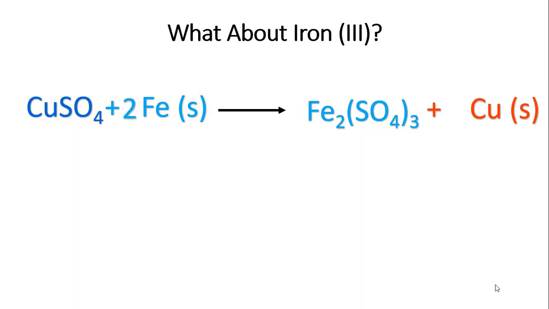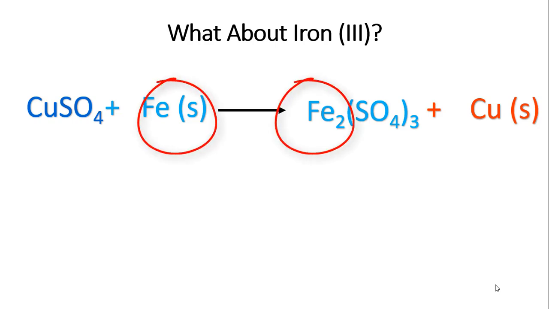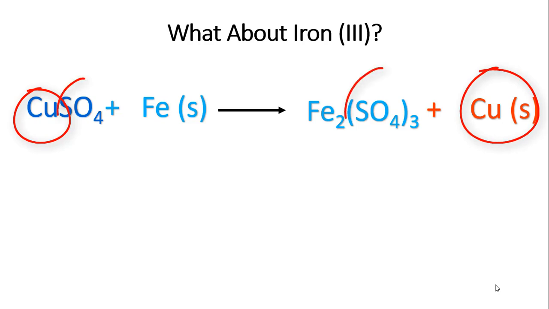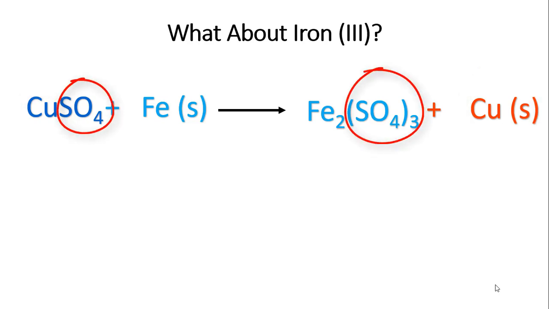So what's happening here? There's a problem with this reaction though, and the fact is it's not balanced, right? If you compare the two irons, the iron solid and then the iron in iron 3 sulfate, there are two irons on the right side, but there's only one iron on the left side. Right, so we have to fix that. If you compare the coppers, they're the same, but if you compare the sulfate anions, there's one sulfate on the left side, but there are 3 on the right side. So we need to balance that out.